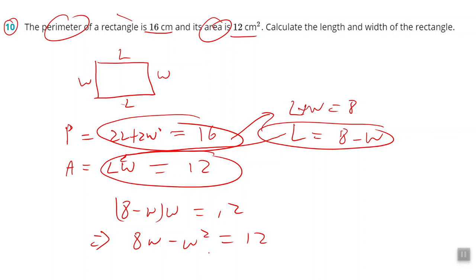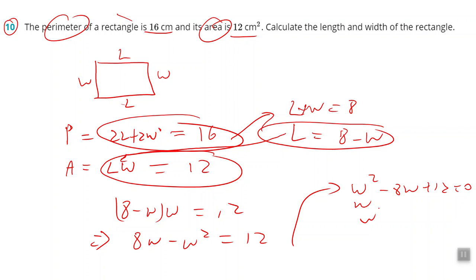Now I'm not done yet. I want to rearrange it so that it's a quadratic equation. So I'll move the W squared to the other side, so you have W squared. I'll move the 8W to the other side as well, so that you have negative 8W. And then you've obviously got a 12 on the other side, like that.